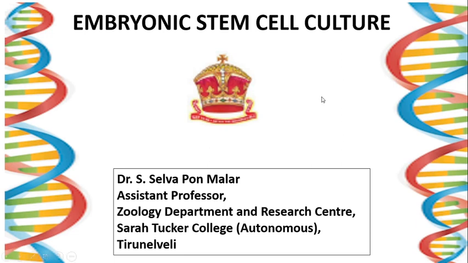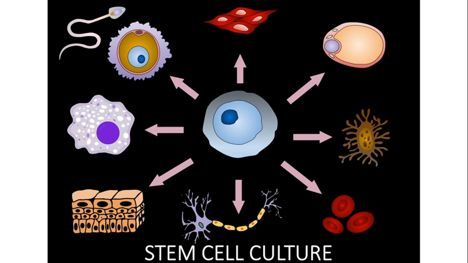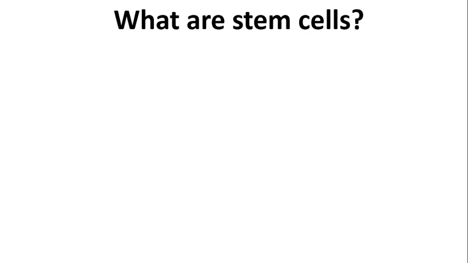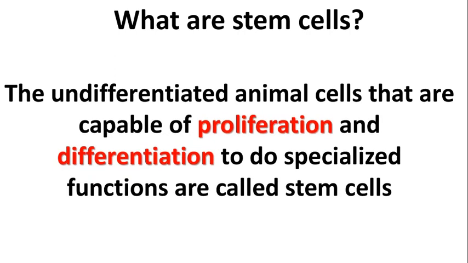Okay, today we are going to study about embryonic stem cell culture. You all know what an embryo is, what culture is, and also what a stem cell is. But anyway, here we are going to study in detail about stem cell culture. So, by the way, what are stem cells? The undifferentiated animal cells that are capable of proliferation and differentiation to do specialized functions are called stem cells.